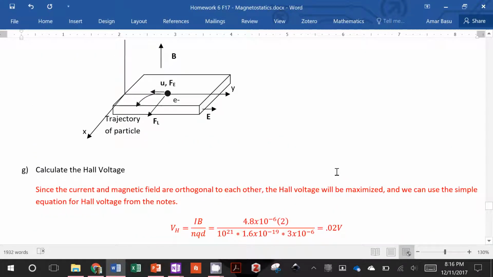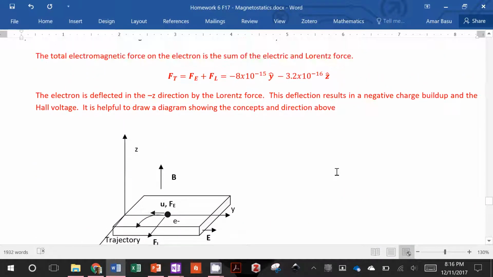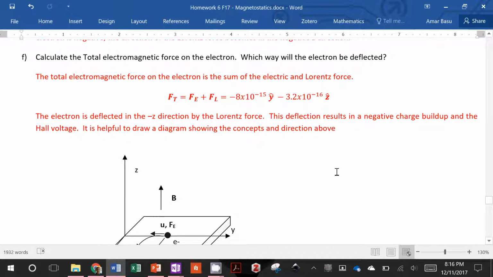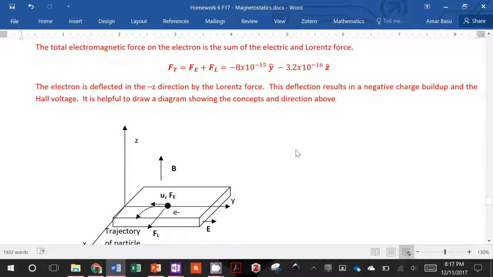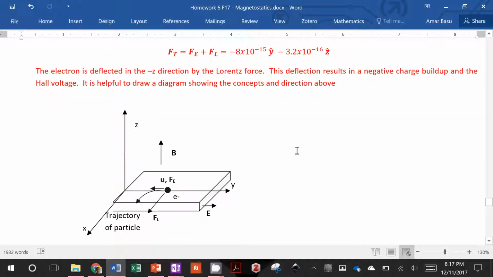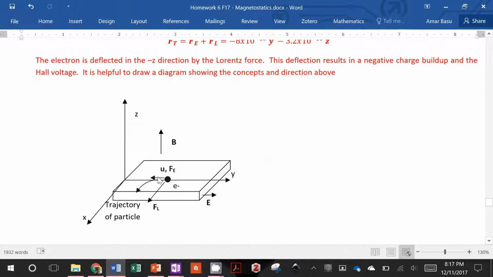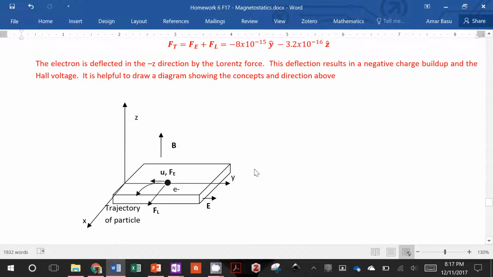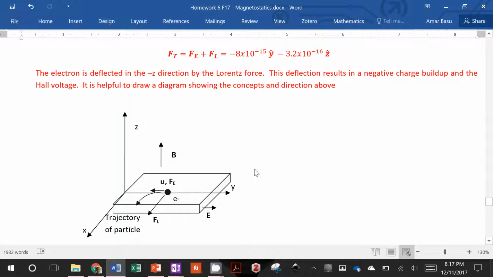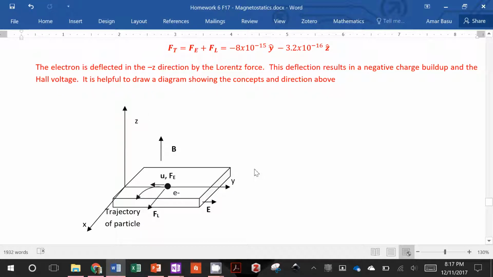This one. The electron is deflected in the negative z direction. Total electromagnetic force is the sum of the electric and Lorentz force. Yes, the negative z hat direction. It results in a negative charge buildup and a Hall voltage. So the electron is deflected upwards. So what was your question? You're saying it should be in the x direction? I was thinking so, because in part E, you're crossing the electron velocity with the magnetic field. One's in Y, one's in Z.